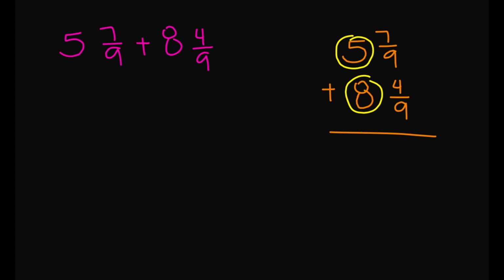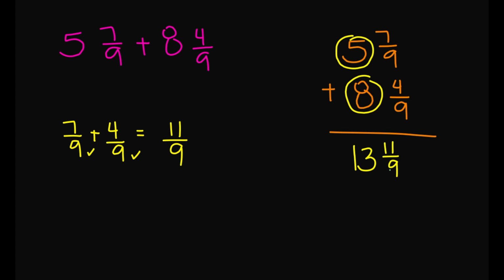So 5 plus 8, this is going to give me 13. And now I'm going to add my 7/9 plus my 4/9. Since my denominators are the same, I have a 9 here and a 9 here, then I can just go ahead and add my numerators. So 7 plus 4, this is going to give me 11, and then that's going to be over 9. So your answer here is going to be 11/9.